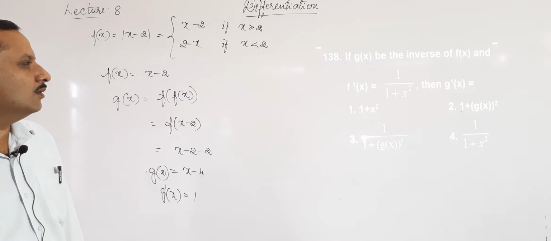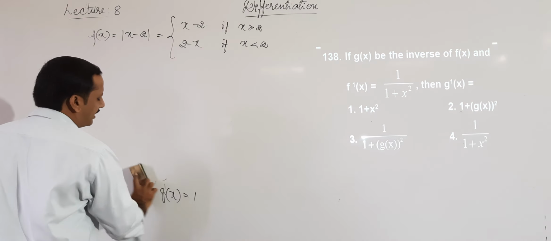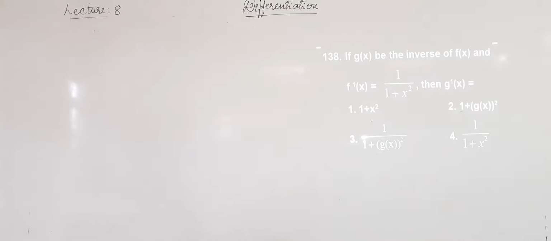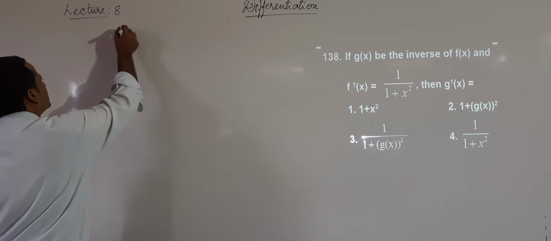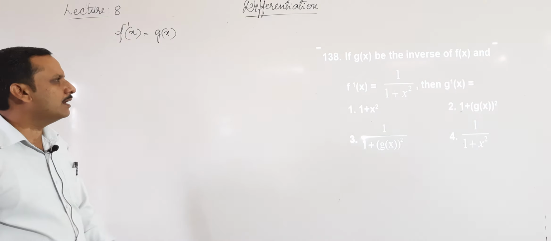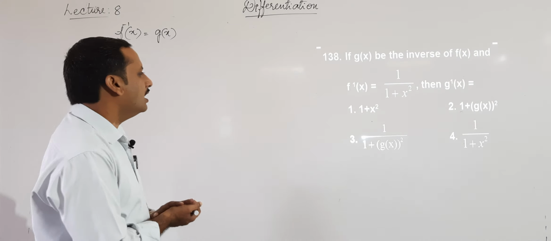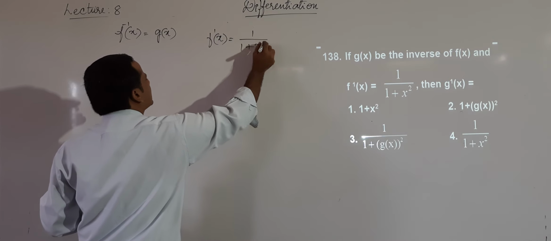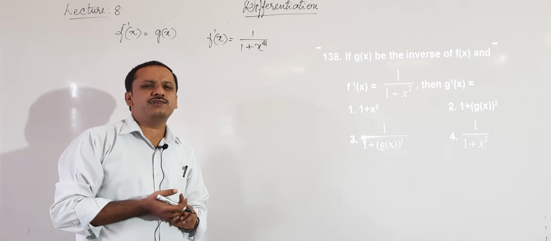Second option. 138. If g of x be the inverse of f of x and f dash of x is equal to 1 by 1 plus x square, then what is g dash of x? That's the question. Okay. G of x be the inverse of f of x, which means f inverse of x is equal to g of x. So, f inverse is equal to g. Then f dash of x is equal to 1 by 1 plus x square, they have given. Then what is g dash of x?